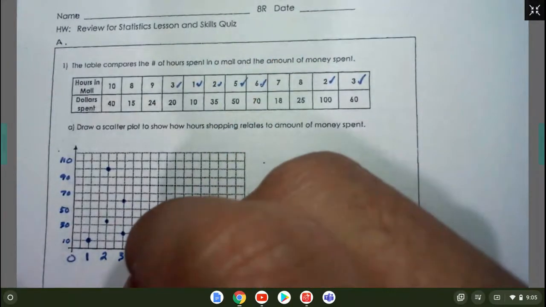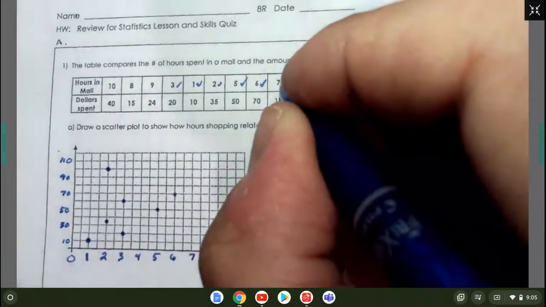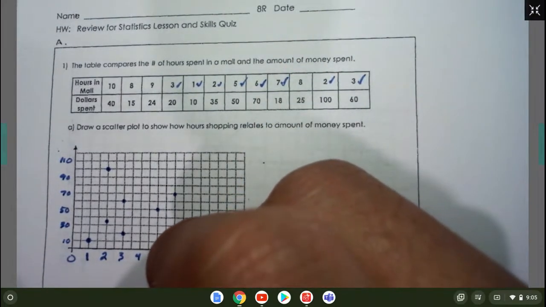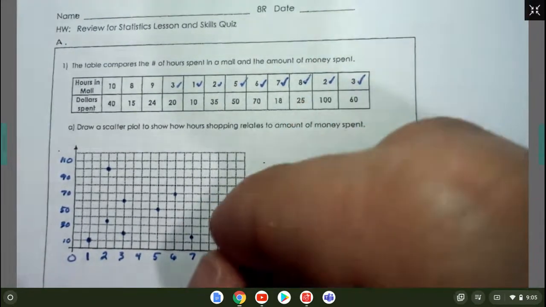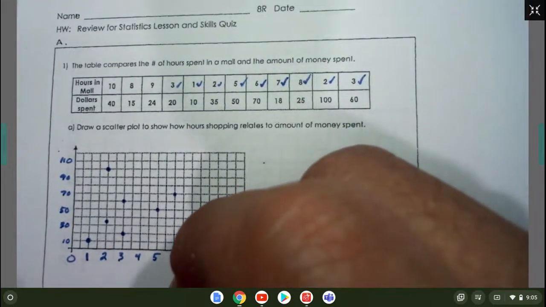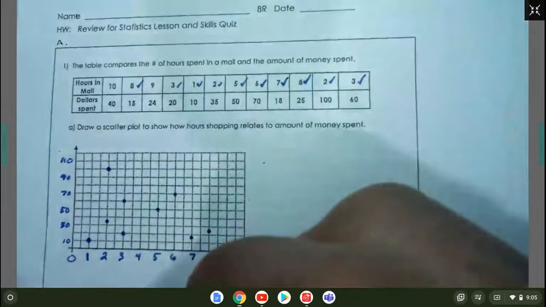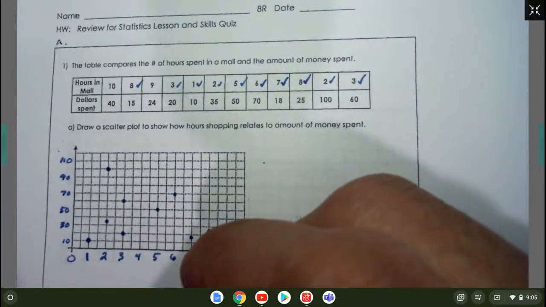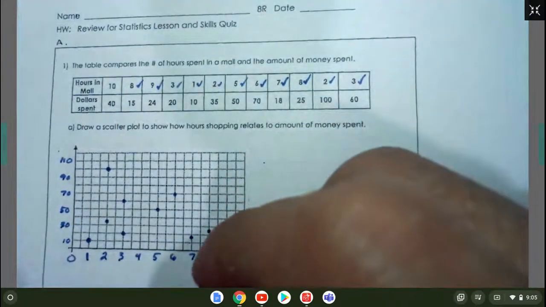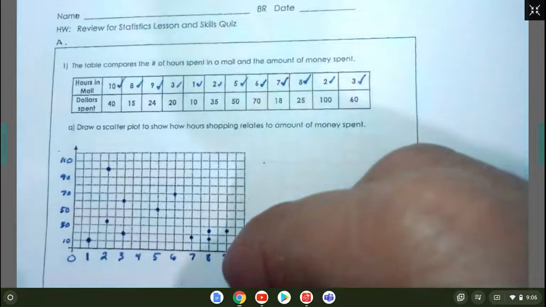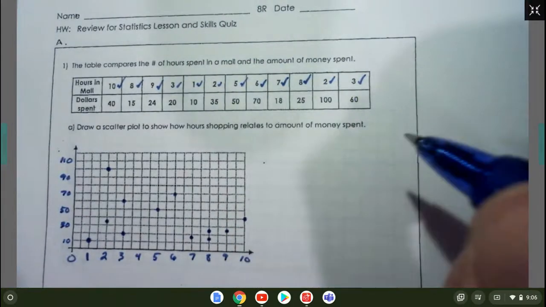6 hours and $70. Since I'm going out of order here, I'm kind of checking them off as I go. 7 hours and only $18. They were just hanging out, huh? $8 and 8 hours and $25. 8 hours and $15. 9 hours and $24. And 10 hours and $40. Right there.